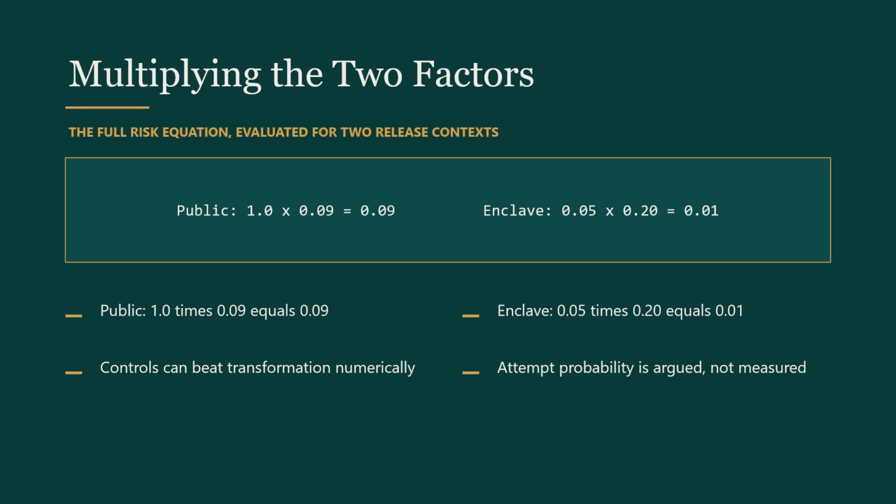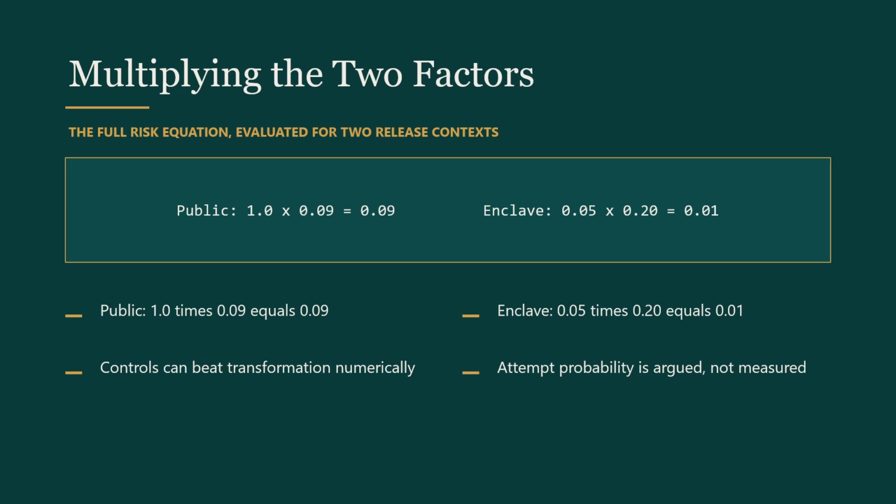Multiply. 0.05 times 0.20 equals 0.01. Read that result carefully. The enclave release is granular enough to keep exact dates and specific diagnosis codes, and its overall risk is 1%, which is lower than the heavily transformed public release at 9%. That is the whole argument for context adjustment in 2 lines of arithmetic.